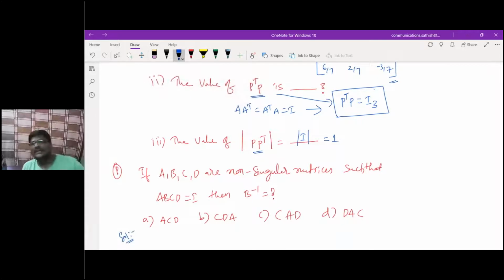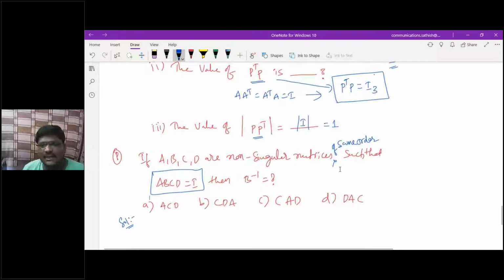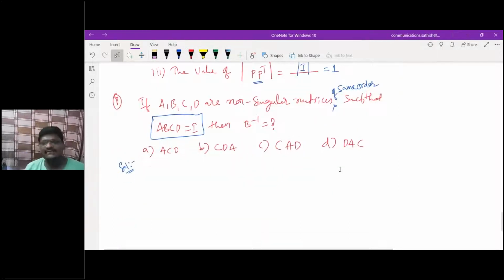A, B, C, D are non-singular matrices of the same order, meaning all four matrices are of the same order. If A, B, C, D are non-singular matrices of the same order such that ABCD is equivalent to I, then they are asking the value of your B inverse. So how will you calculate the value of B inverse? Come on.